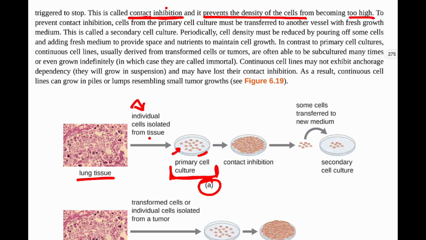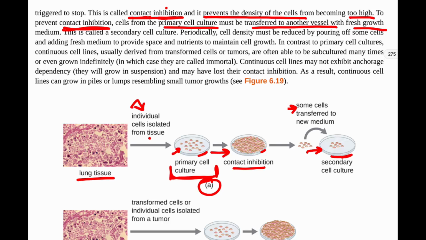And then we get to a point where they've gone through mitosis so many times that they have contact inhibition. They grow to the edge of the plate, and then they stop. And when they stop, they're in a process of decay or dying, so they're no longer useful. To prevent contact inhibition, the cells from the primary cell culture are transferred to another vessel with some fresh growth medium. Here you can see they take some of the cells, transfer them to a medium, and then we have our secondary cell culture.